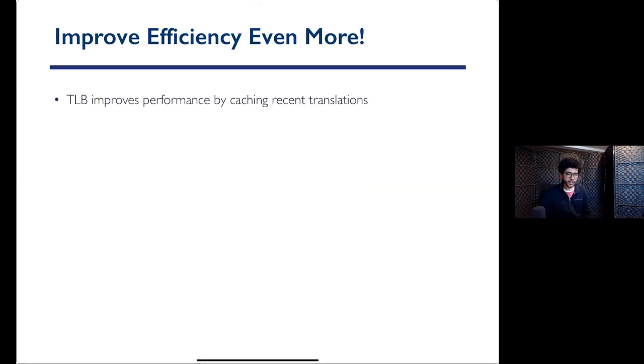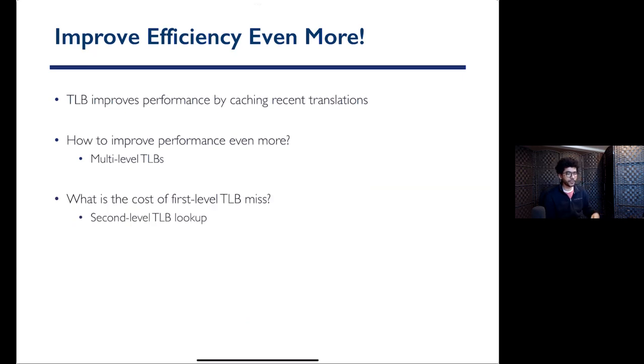Going back to the discussion we had, the TLBs have improved our performance dramatically, because we're just looking at the cached translations. Now, you might ask, okay, what if I want more performance improvement? Well, with one TLB, if you miss in the TLB, you're going to do a page table walk. And that page table walk is very expensive, right? You have to go and look at 4 different page tables to eventually translate.